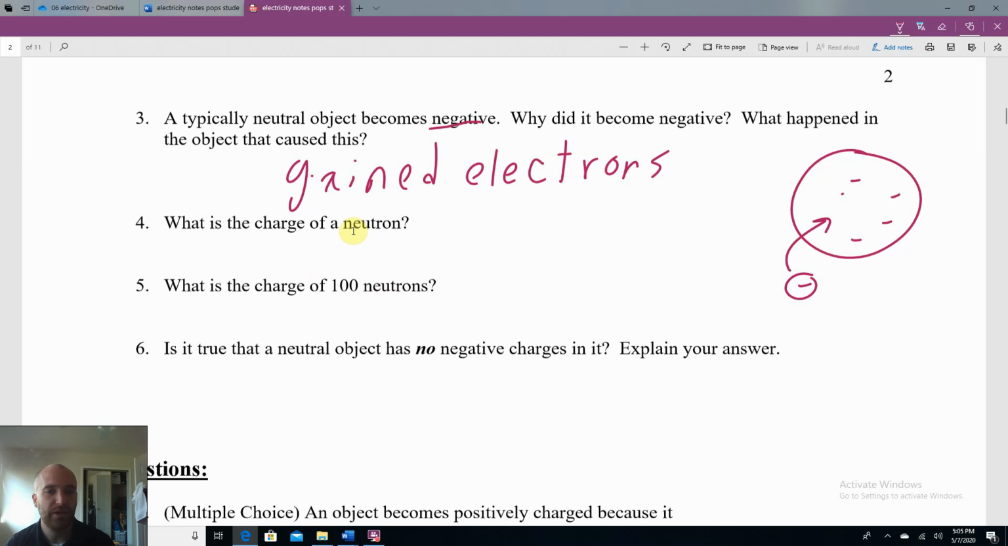What is the charge of a neutron? Well, we said they're neutral. So I would accept 2 different things. I would accept the word neutral, or I would accept 0.